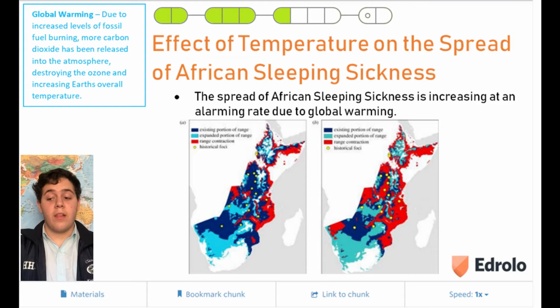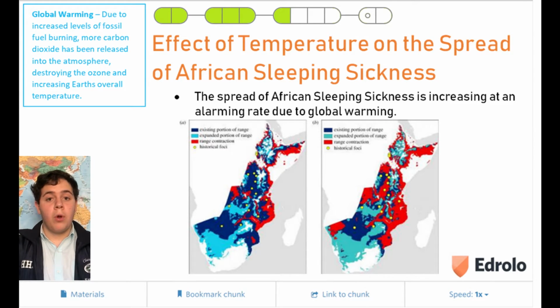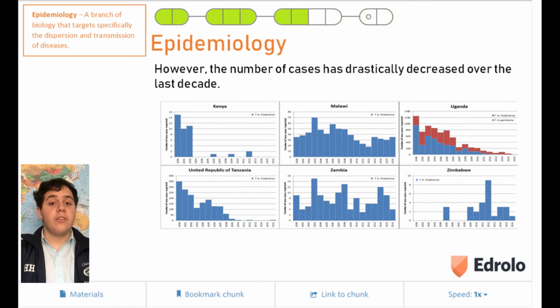Recent scientific studies have found that the spread of trypanosoma, especially T.b. rhodesiense, is increasing at an alarming rate due to the Earth's rising temperatures and the increase of global warming. From the image, we can see that the light blue areas represent the areas that will now start to be affected by trypanosoma, and the areas in red are the ones that won't be affected anymore, with more blue being prevalent than red. Yet interestingly, the number of cases over the past few decades has been decreasing.